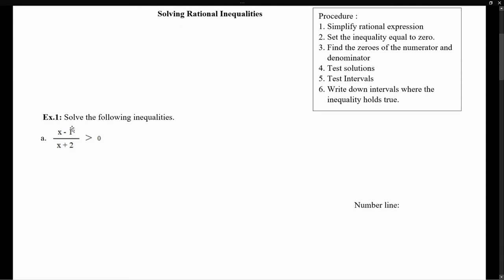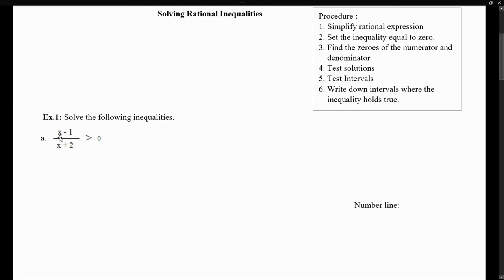So here we have the following. A rational expression, and notice that there is no equal sign involved anymore. Now we have an inequality. So now we want to show under what x values the whole rational expression is going to be greater than 0.